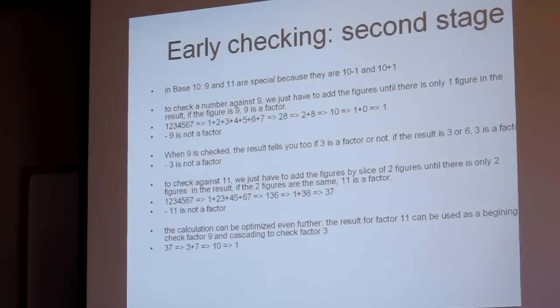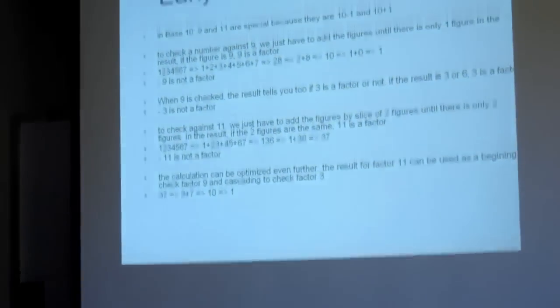To check for 9, you just have to sum all the figures, until you have only one figure in the result. In this sample, I take the number 1, 2, 3, 4, 5, 6, 7, which is summed like 1 plus 2 plus 3 plus 4 plus 5 plus 6 plus 7, which gives 28, which is 2 plus 8, which gives 10, which is 1 plus 0, which is 1. 1 is not 9, so it is not a factor of 9.